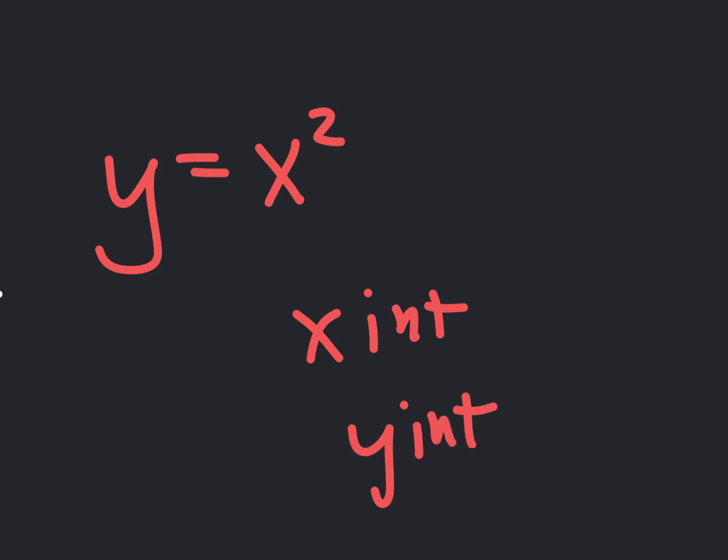Y equals x squared, just that. What is the x-intercept? Don't say it out loud. What is the y-intercept? Don't say it out loud. The x-intercept, you put in y is 0. And the y-intercept, you put in x is 0. And I hope you can solve those.